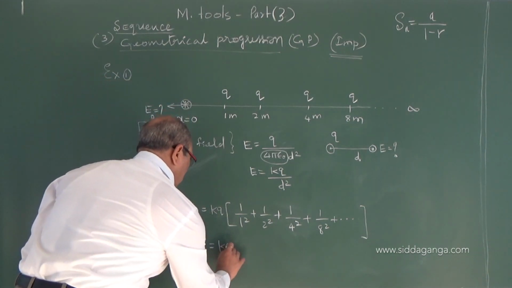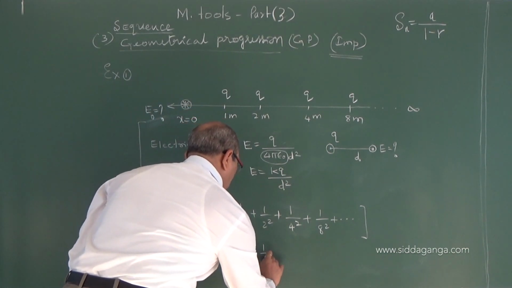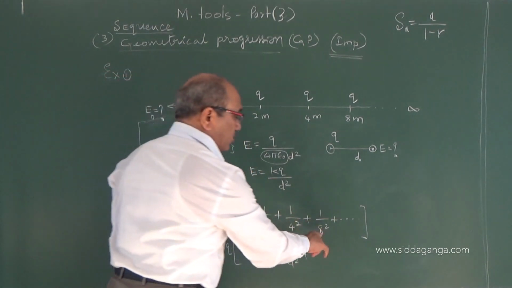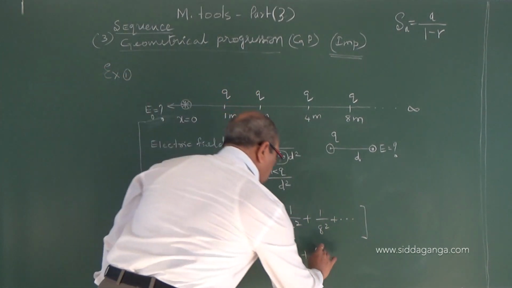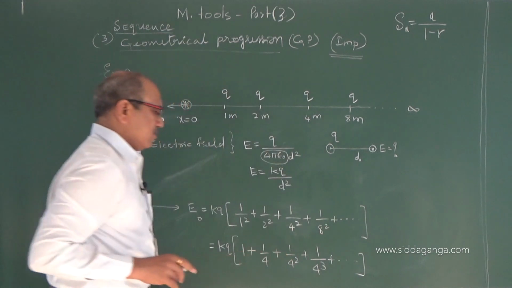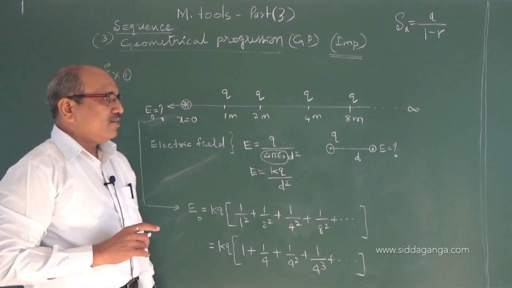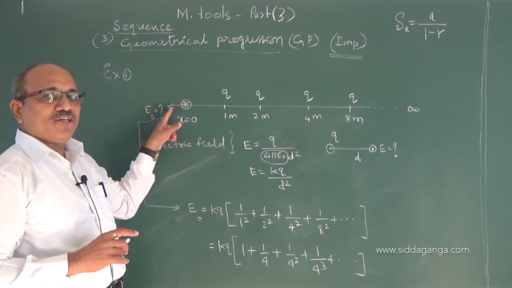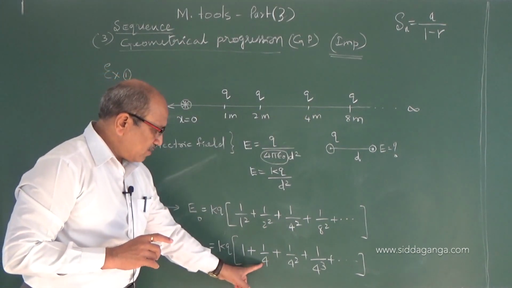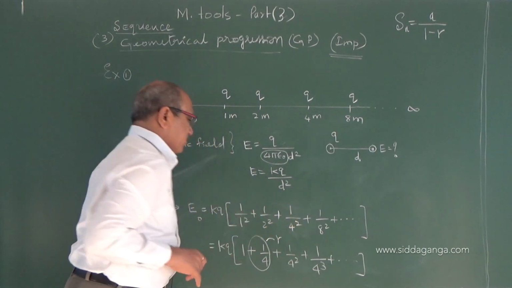So this is kq into 1 plus 1 by 4, I can keep it like that only, plus 1 by 4 square. You know 8 square is 64, so this can be written as 1 by 4 cube, plus so on, it runs. I hope you have followed how a GP arises here, in the calculation of the electric field about a point due to multiple charges kept along a straight line. 1 by 4 is the common ratio that arises.